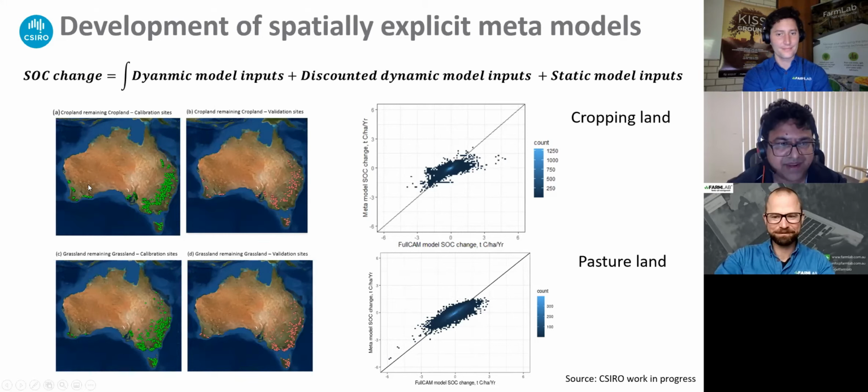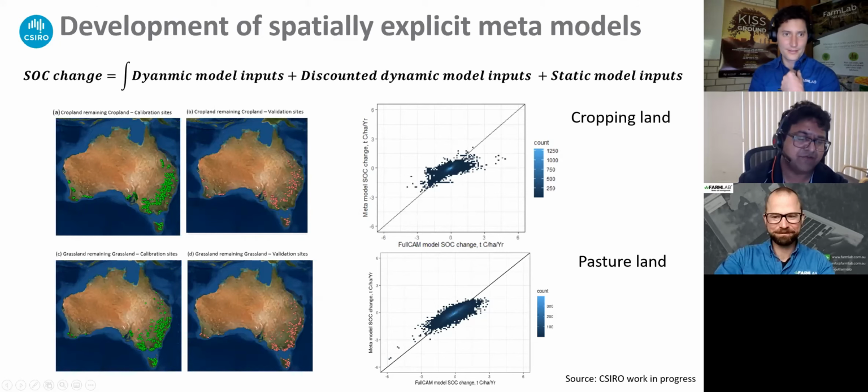Partial lands. And then these are the sites that we use to run the process-based model. In this instance, we use a national carbon accounting model, FullCam.